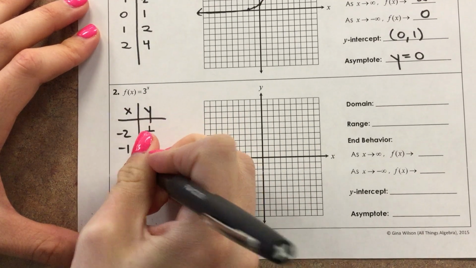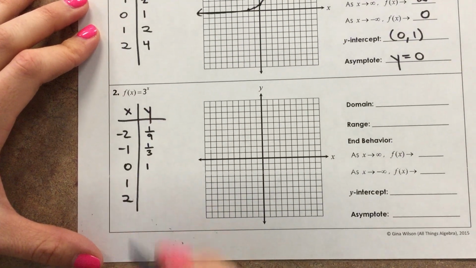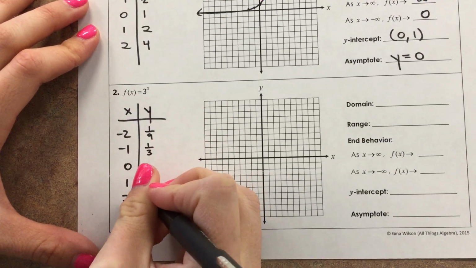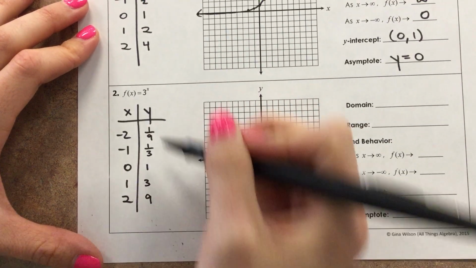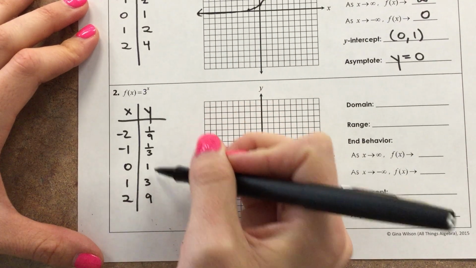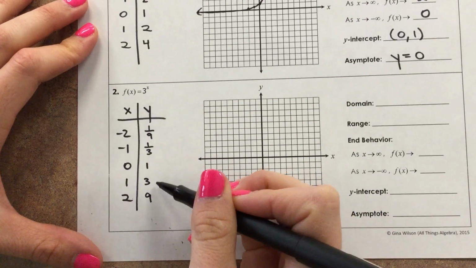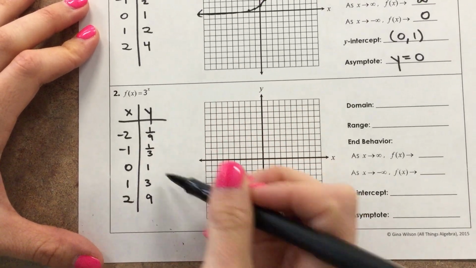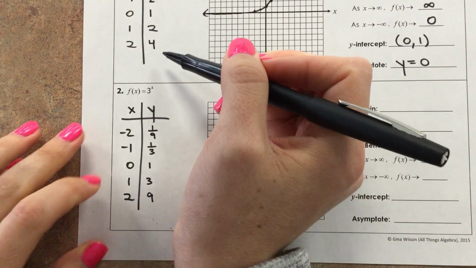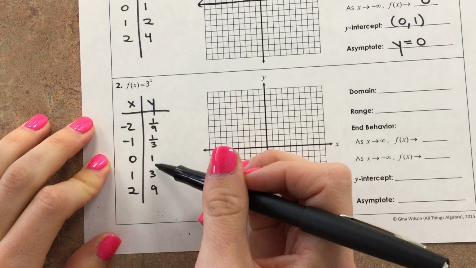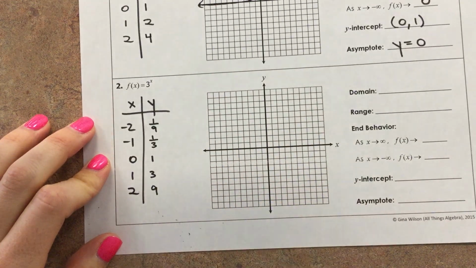3 to the 0 is 1. Everything to the 0 is 1. 3 to the first is 3, and 3 to the second is 9. So as we move down our table this way, the values are getting multiplied by 3, right? Times 3, times 3, times 3. As we move this way, we're dividing by 3, or multiplying by 1/3. All right, so we can work it backwards. Same thing as this. We were either cutting in half or multiplying by 2. These ones were cutting in thirds or multiplying by 3.